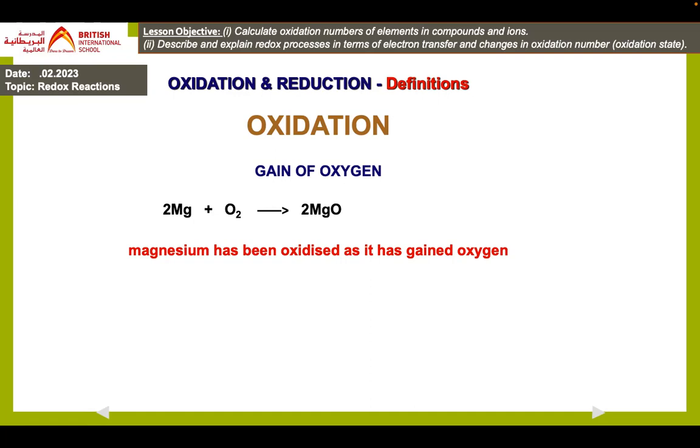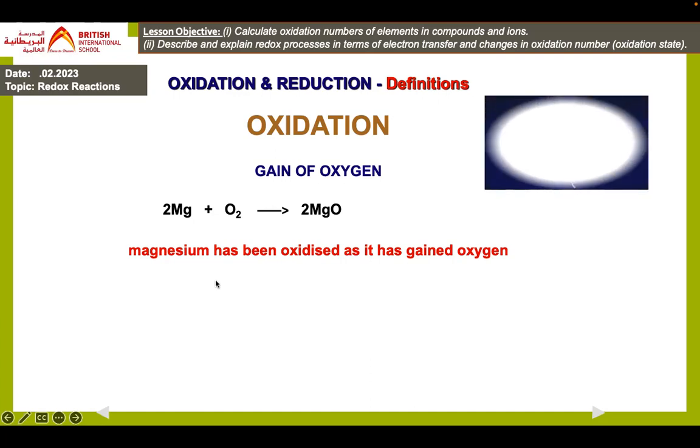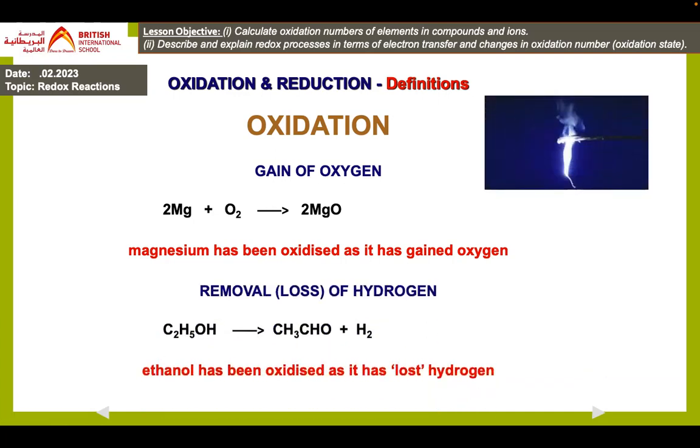Okay. Next one is, wait. So what is oxidation? Gain of oxygen is called oxidation. But I just told you that oxygen is not involved every time. So we have one more definition for oxidation, and the definition is removal or loss of hydrogen. You can see what is this?